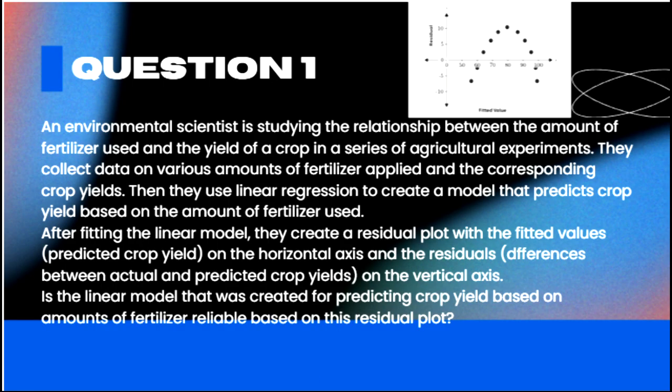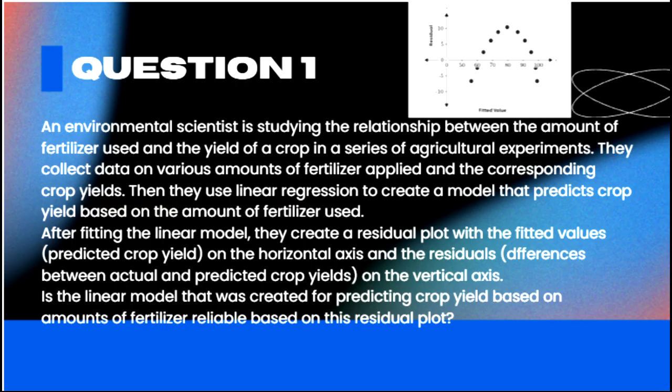Okay, your turn. This is question 1. An environmental scientist is studying the relationship between the amounts of fertilizer used and the yield of crop in a series of agricultural experiments. They collect data on various amounts of fertilizer applied and the corresponding crop yields. Then they use linear regression to create a model that predicts crop yield based on the amount of fertilizer used. After fitting the linear model, they create a residual plot with the fitted values, predicted crop yield, on the horizontal axis, and the residuals, differences between actual and predicted crop yields, on the vertical axis. Is the linear model that was created for predicting crop yield based on amounts of fertilizer reliable based on this residual plot?